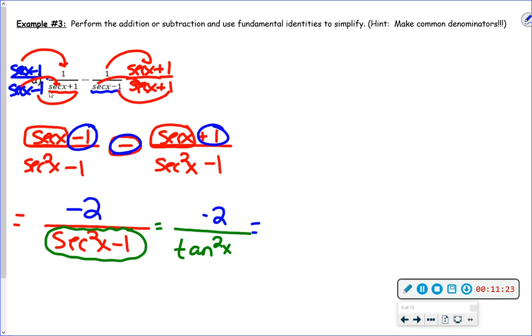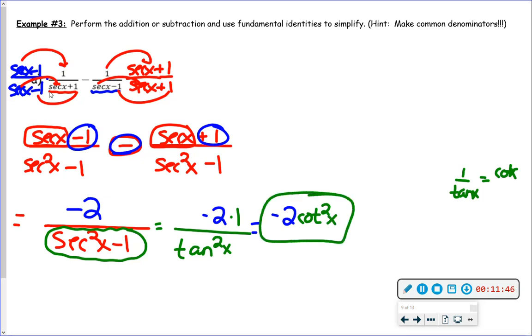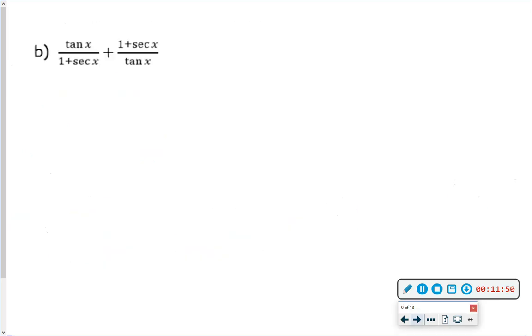I can still make this a little simpler because if you remember on your green identity sheet on the front, 1 over tangent is cotan. So I'm going to leave my negative 2, of course. Think of this, if it helps, 1 times 1 over tan, cotan, but I'm going to have to put a squared on mine. Got it. So write it as simply as you possibly can. You want to simplify as much as possible.